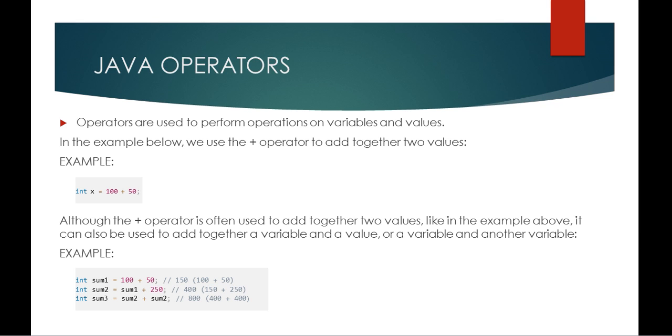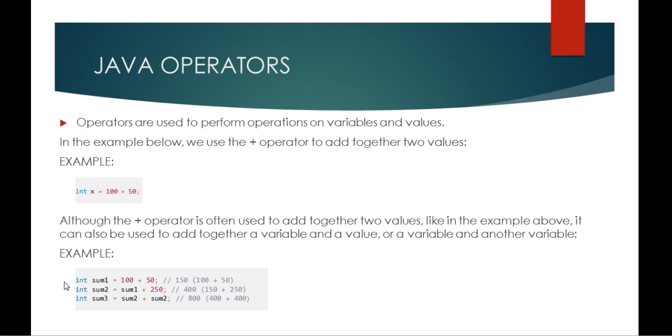Okay. So, in Java, operators are used to perform operations on variables and values. We have this example below where we use the addition operator to add two values. Here we declare an integer x with the value of 100 plus 50. Although the plus addition operator is often used to add together two values, like in the example above, it can also be used to add together a variable and a value, or a variable and another variable.